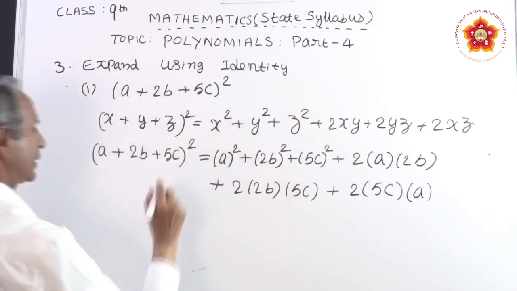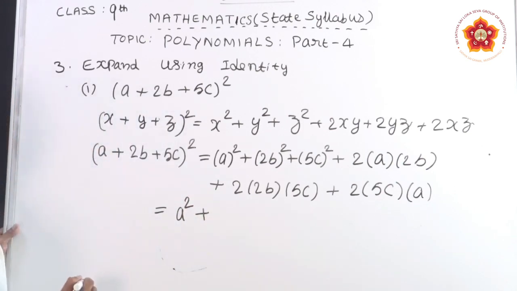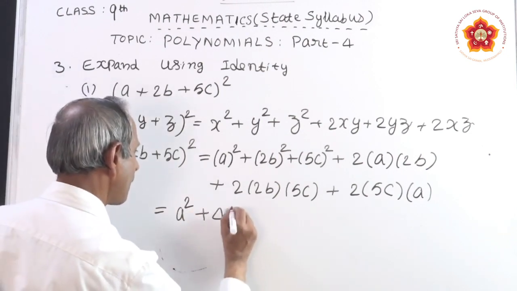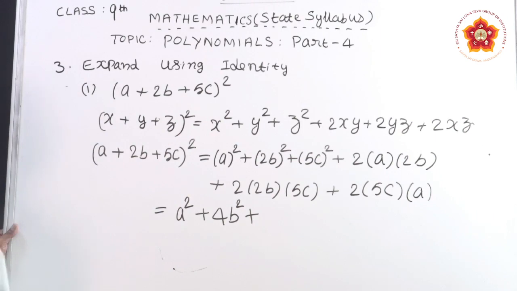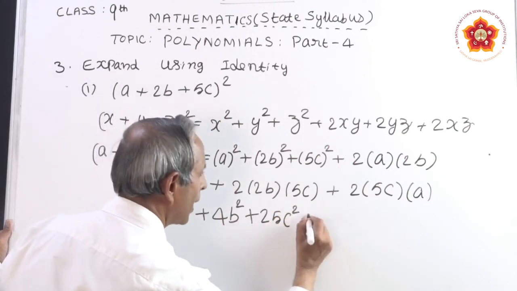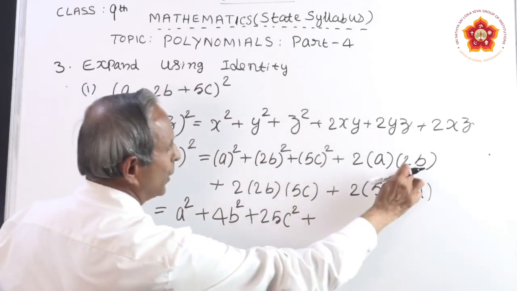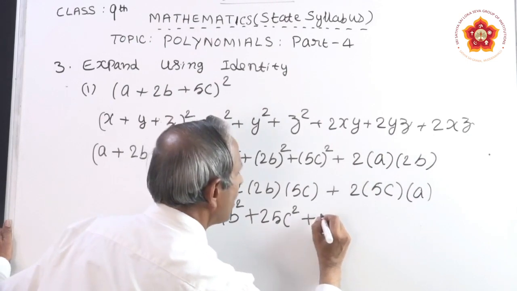a whole square means a square only, plus 2b whole square becomes 2b into 2b, you will get 4b square, plus 5 square means 25, you will get 25c square, plus 2 multiplied by 2, 2 into 2 is 4, a into b is ab, you will get 4ab.